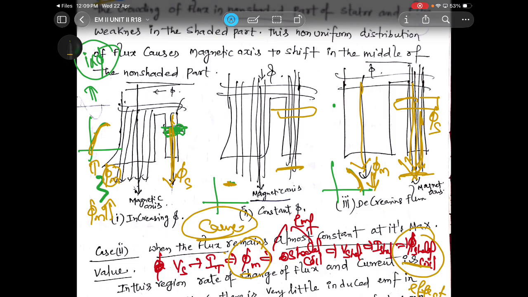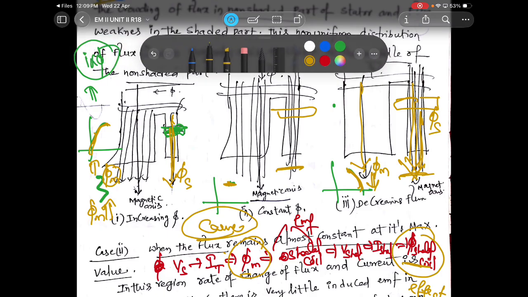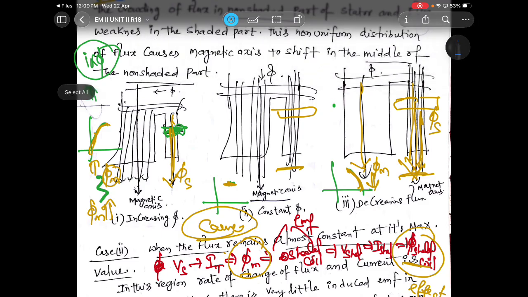What do you mean by magnetic axis? The center of the magnetic flux, where the more magnetic flux is concentrated. So you can see that the magnetic axis in the first case is located in the unshaded portion. I will divide the two portions as shaded portion and unshaded portion. Can I call this the unshaded portion or not?